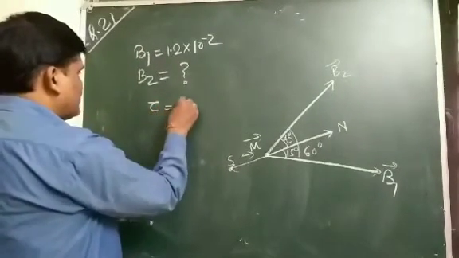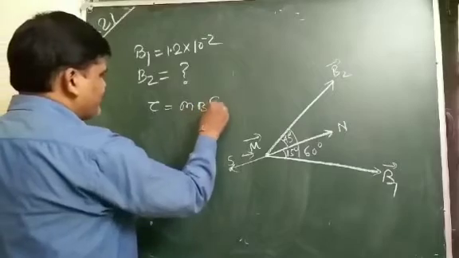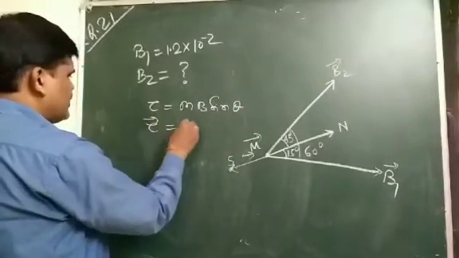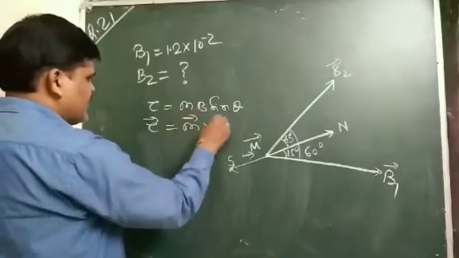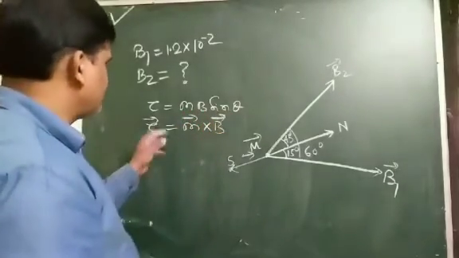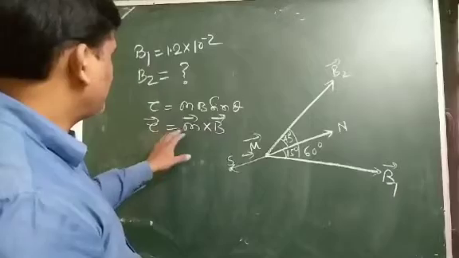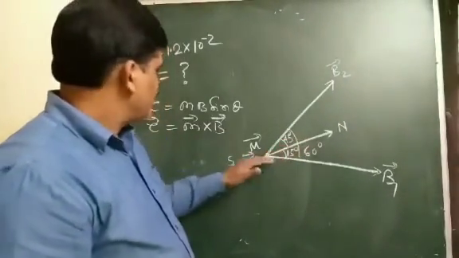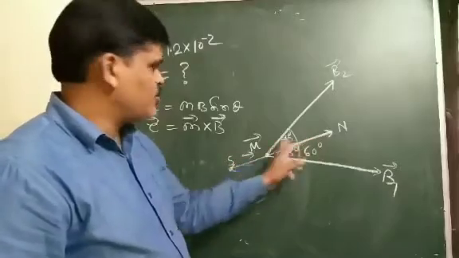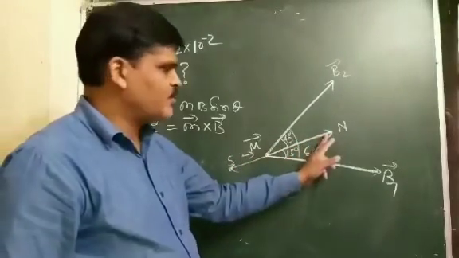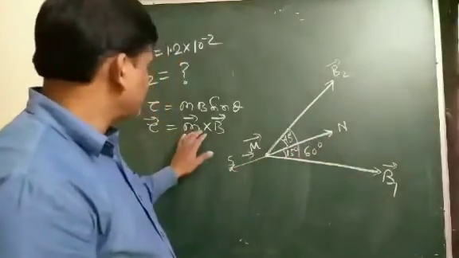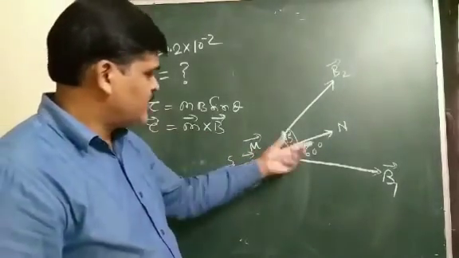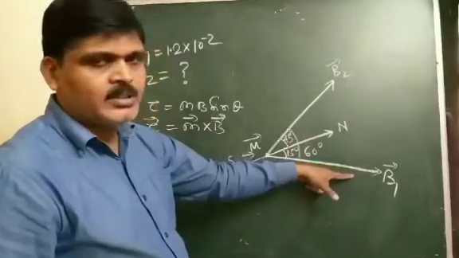tau equal to MB sin theta, and vector tau is M cross B, you know that. And the direction of torque is the direction of M cross B. So for the magnetic dipole moment which is from S to N, for this field, what is the direction of torque for this magnetic dipole moment?